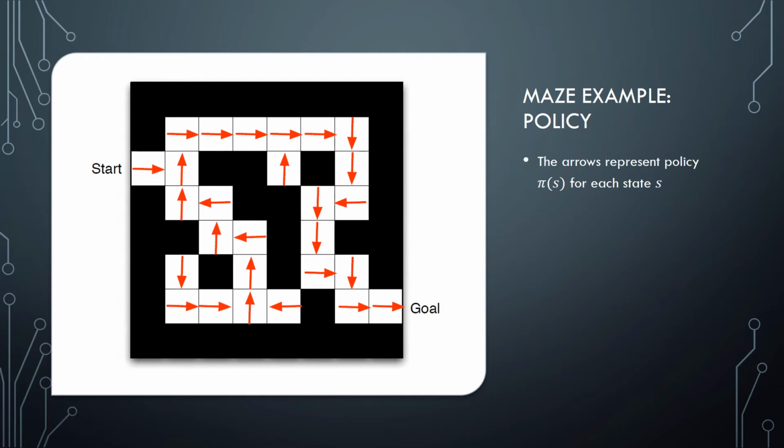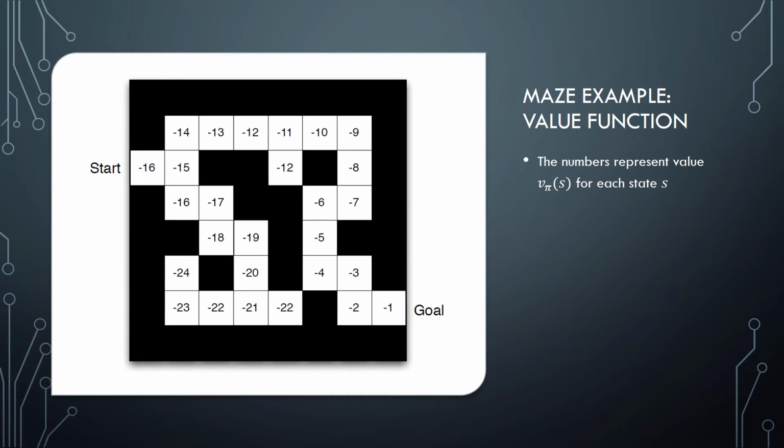Policy. An example of a policy would be these arrows. What the agent would choose to do if it were at any of these steps. Value function. The value function looks something like this. This is the value function for each step. So if we are just one step before the goal, the value function is -1. 2 steps before the goal, the value function is -2. As we trace back, we would find at the start the value function is -16.